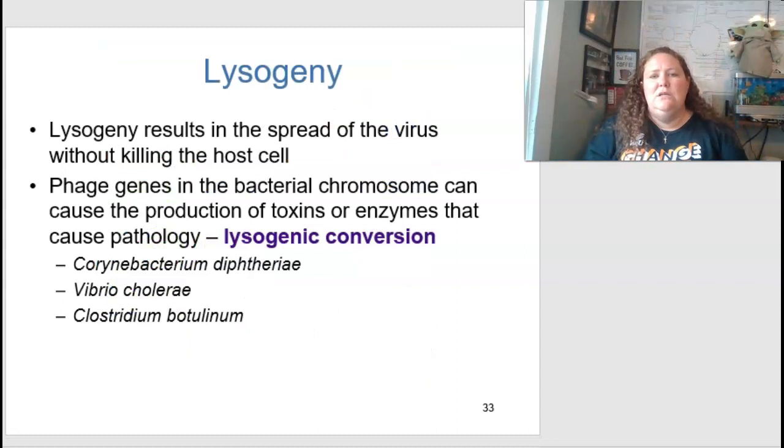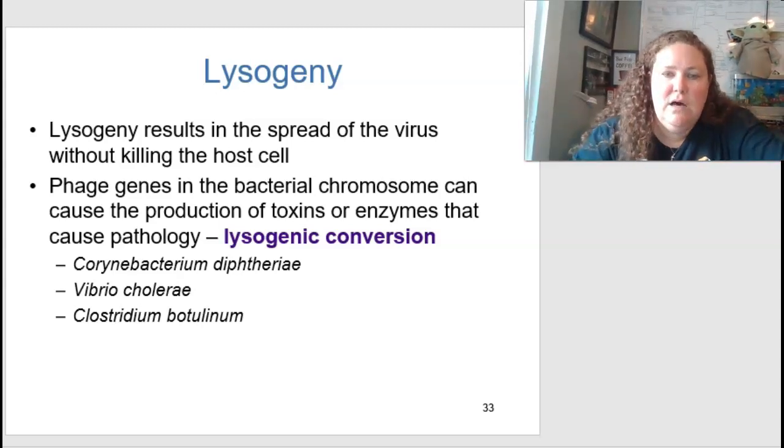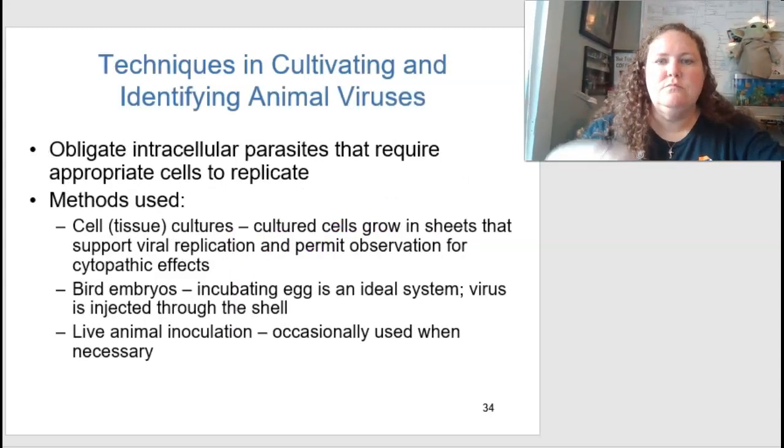So lysogeny results in the spread of the virus without killing the host cell, okay? So these phage genes in the bacterial chromosomes can cause the production of toxins or enzymes that can cause the pathology. And this would be the lysogenic conversion. And some examples will be diphtheria, cholera, botulism, right? So all of those microbes below.